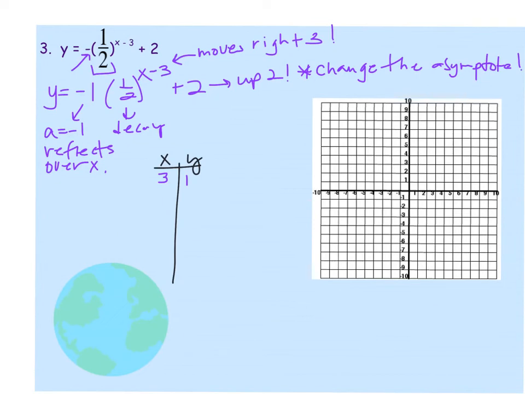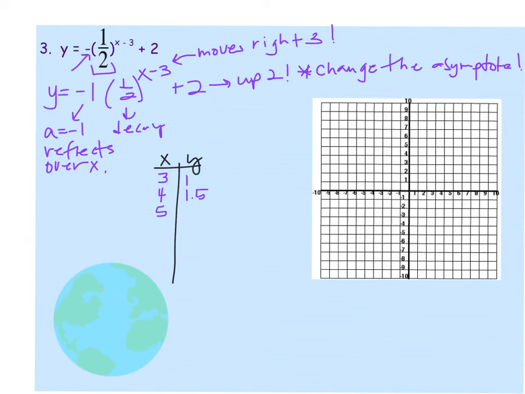If we go 1 to the right, plug in 4. 4 minus 3 is 1. 1/2 to the first power is 1/2. Times negative 1 would be negative 1/2. Plus 2 would be 1.5. So it's getting a little bit bigger.